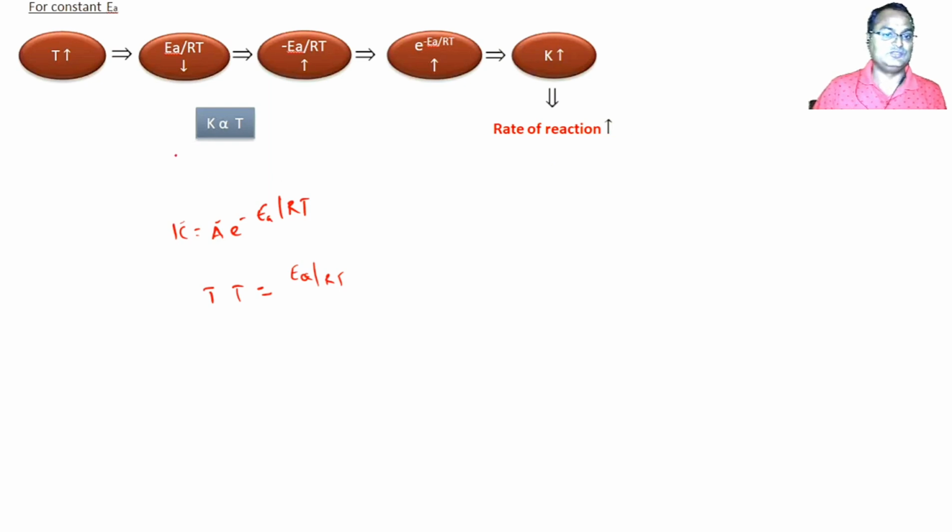So we see that the rate constant increases with temperature, or we can say the rate of reaction increases with temperature, right? So we can explain the effect of temperature on the rate constant with the help of the Arrhenius equation.